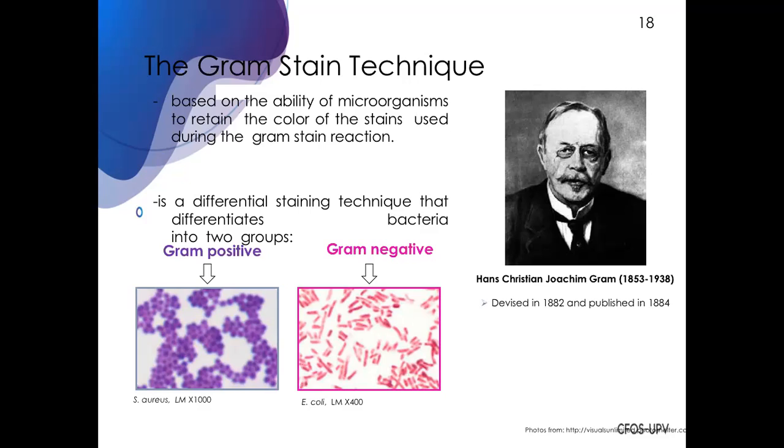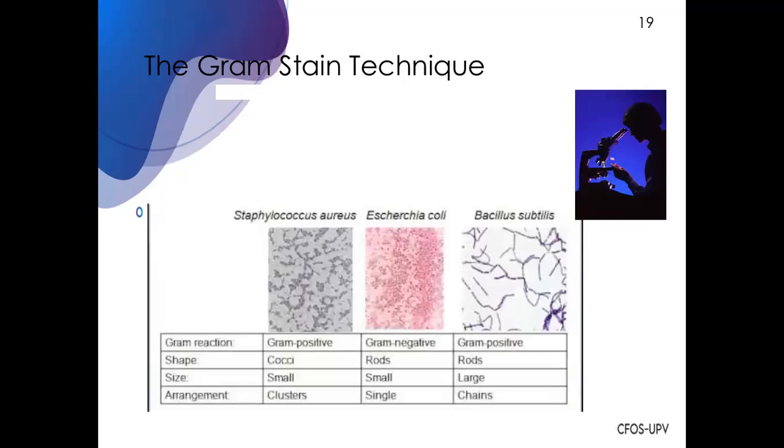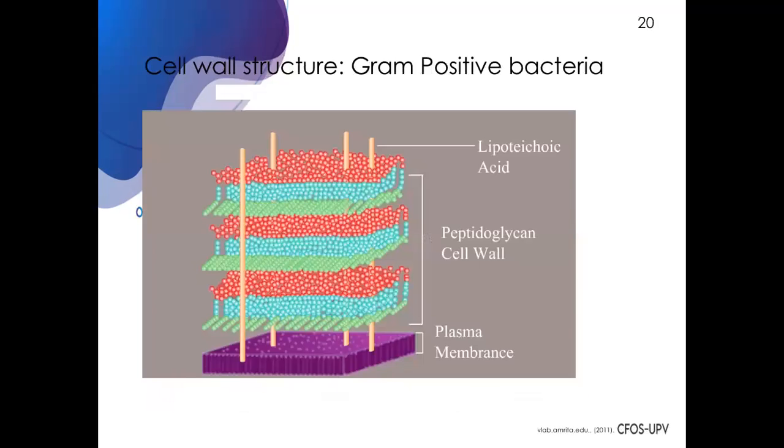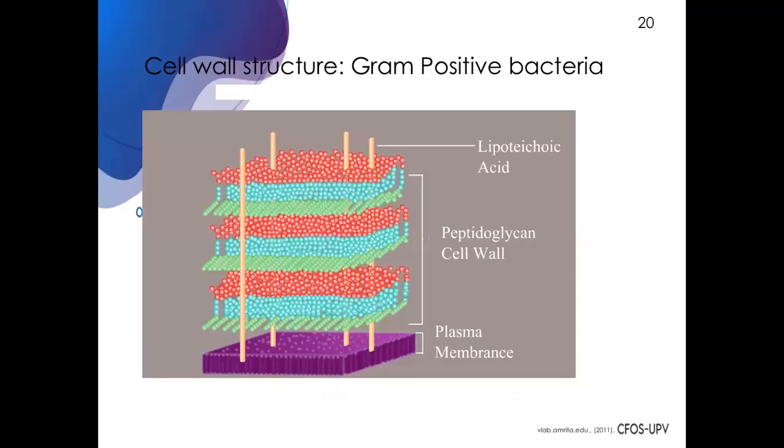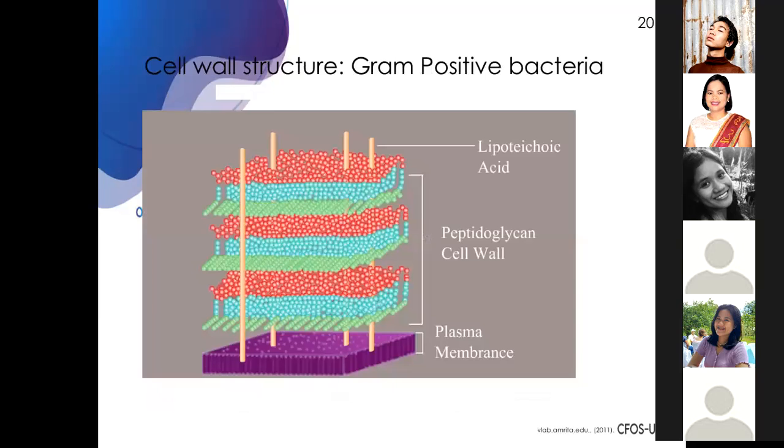So note that gram-positive bacteria stain purple, while gram-negative stain red. I already said this. Initial characterization, classification, or identification and screening of microorganism.